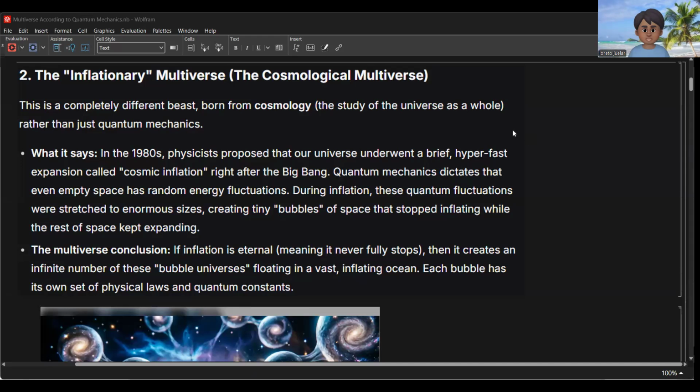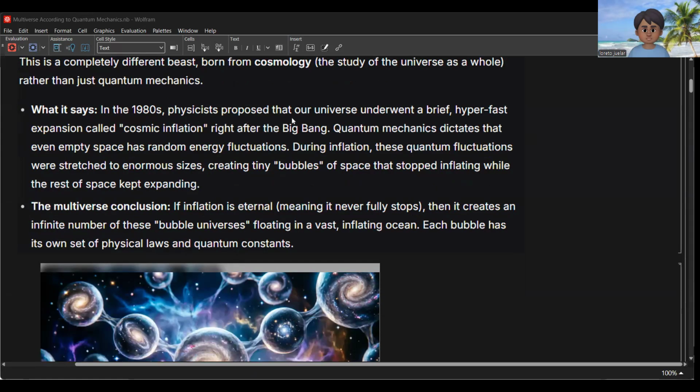The inflationary multiverse, the cosmological multiverse. So this is a completely different beast, born from cosmology, the study of the universe as a whole, rather than just quantum mechanics. What it says: in the 1980s, physicists proposed that our universe underwent a brief hyperfast expansion called cosmic inflation right after the Big Bang.